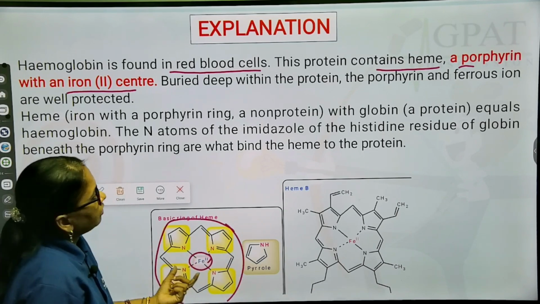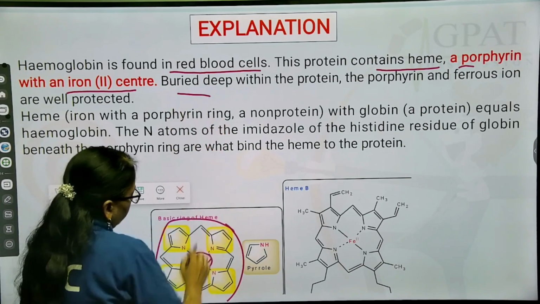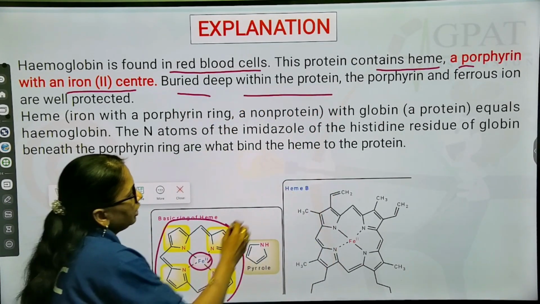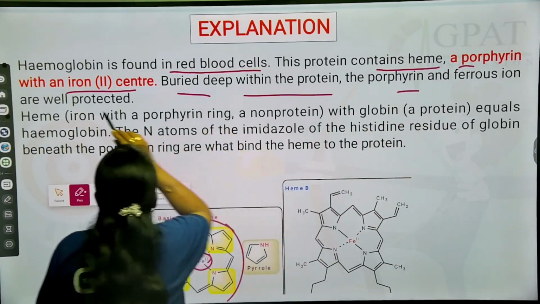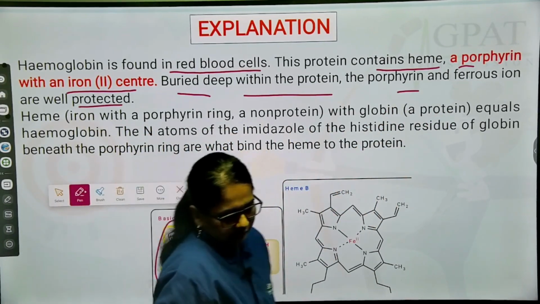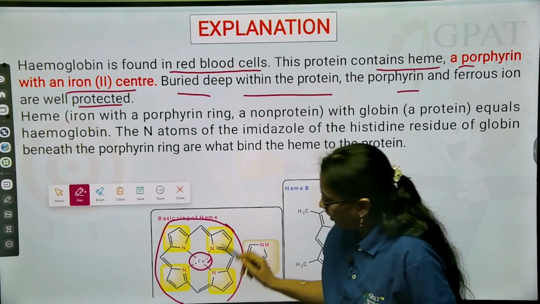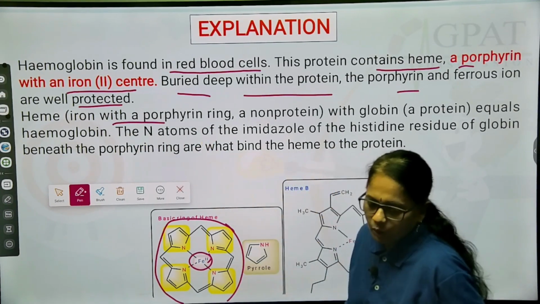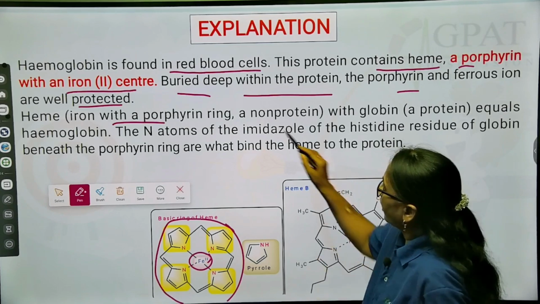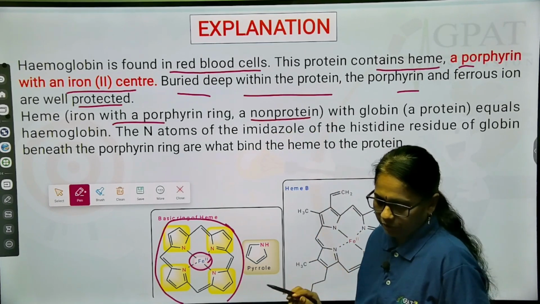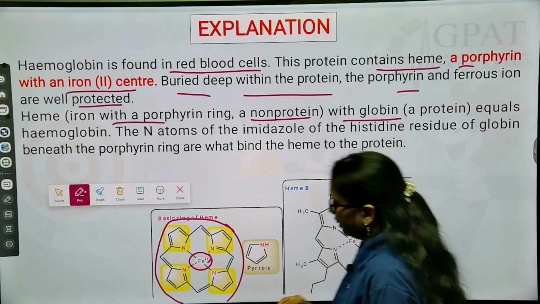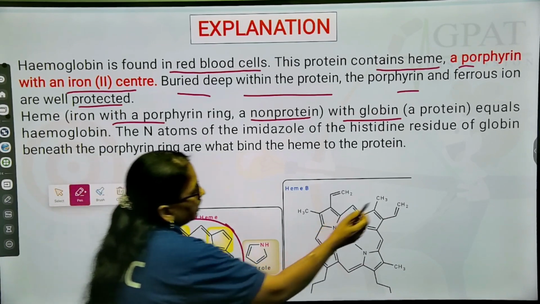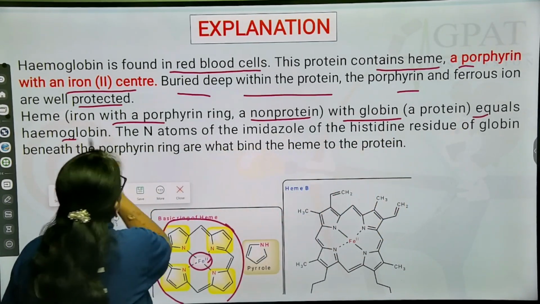This iron is deeply incorporated within the protein, and the porphyrin and ferrous ions are well protected. So heme is an iron with a porphyrin ring, and it is a non-protein. Whenever globin, which is a protein, is attached to it, it becomes hemoglobin.